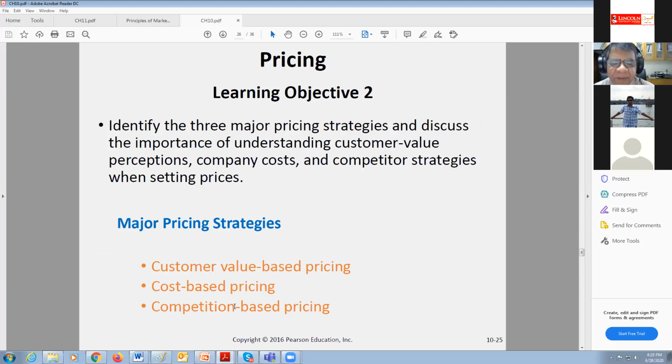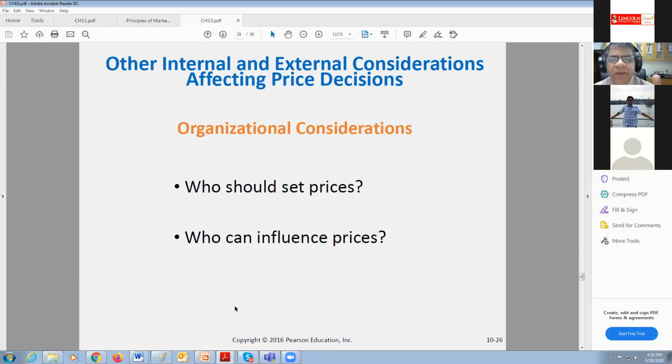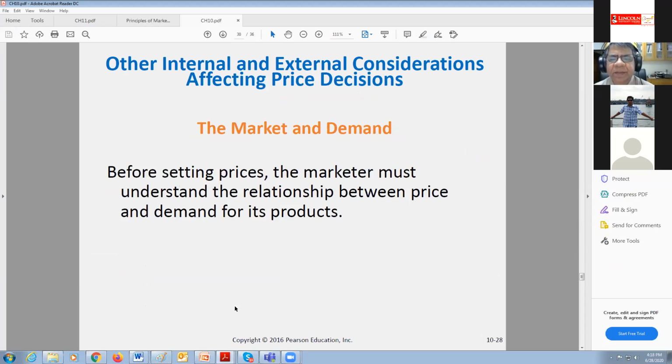Now, customer value-based, cost-based, and competition-based. So there are three types of pricing strategy: customer value-based, cost-based, and competition-based. Now, who should set the price? Market and demand. So demand and supply, there are internal and external considerations in the pricing decision, the market and demand, the supply and demand. If demand is one unit, but you are producing 10 units, definitely the price needs to be low.